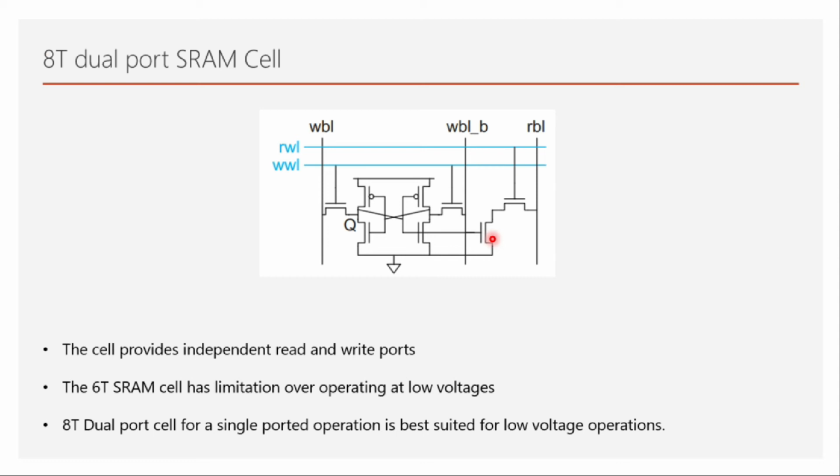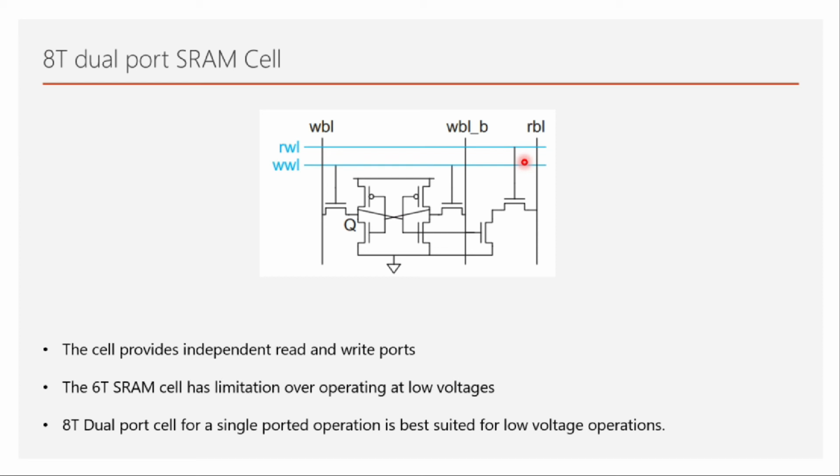An 8T dual port cell, for a single ported operation, you see that it is a dual ported cell, but it does not mean it can do two write operations or two read operations simultaneously. We are saying dual port because two ports are dedicated to read and write. Only one read operation and one write operation can happen at a time, but we have a dedicated port for each. In the 6T SRAM cell, it was not dedicated, it was shared bit lines and word line, but here it is dedicated. So this is a single ported operation, but it's a dual port cell, right?